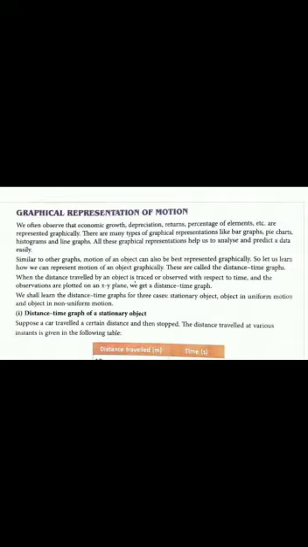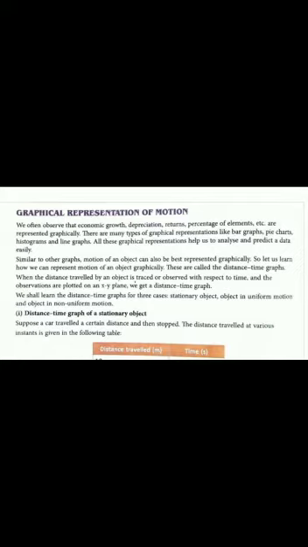And line graph. A line graph is a curve chart. We make a series of data points and then connect them by straight line segments. That is called a line graph. All these graphical representations help us to analyze and predict data easily. Why do we use graphical representation? To understand more clearly.